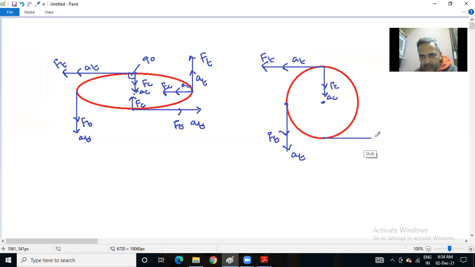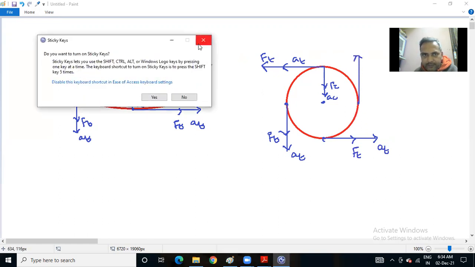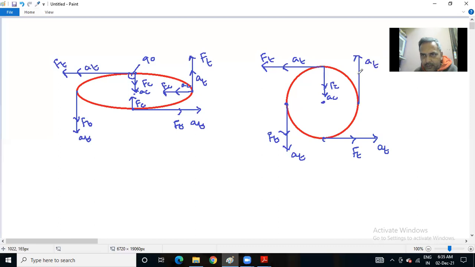Now, at any instant when the particle comes here, AT and FT. And last, this is the direction of AT and also FT. So towards the center, there will be centripetal force and centripetal acceleration. Towards the center, there will be AC, centripetal acceleration. Even here also, AC and FC.